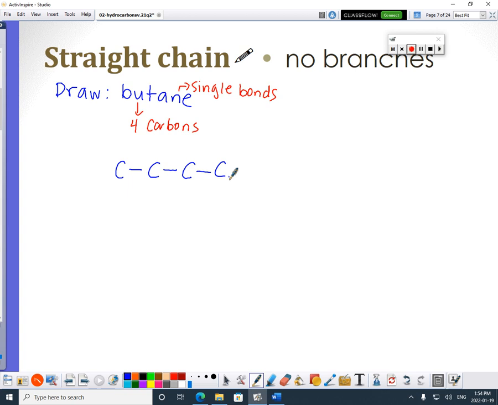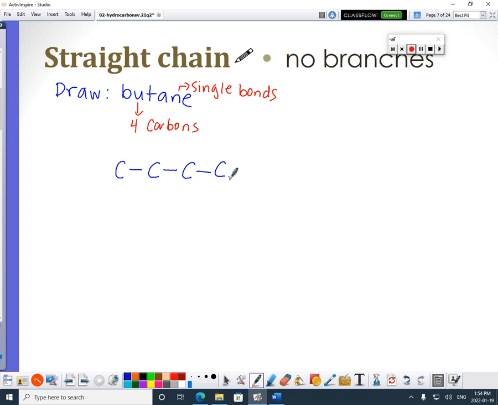But how many bonds should carbon have? How many valence electrons does it have? 4. So it has to have 4 bonds. None of these carbons have 4 bonds. Some of them in the middle here have 2, but the ones on the end only have 1. So what do we do? How do we fill up the bonds?